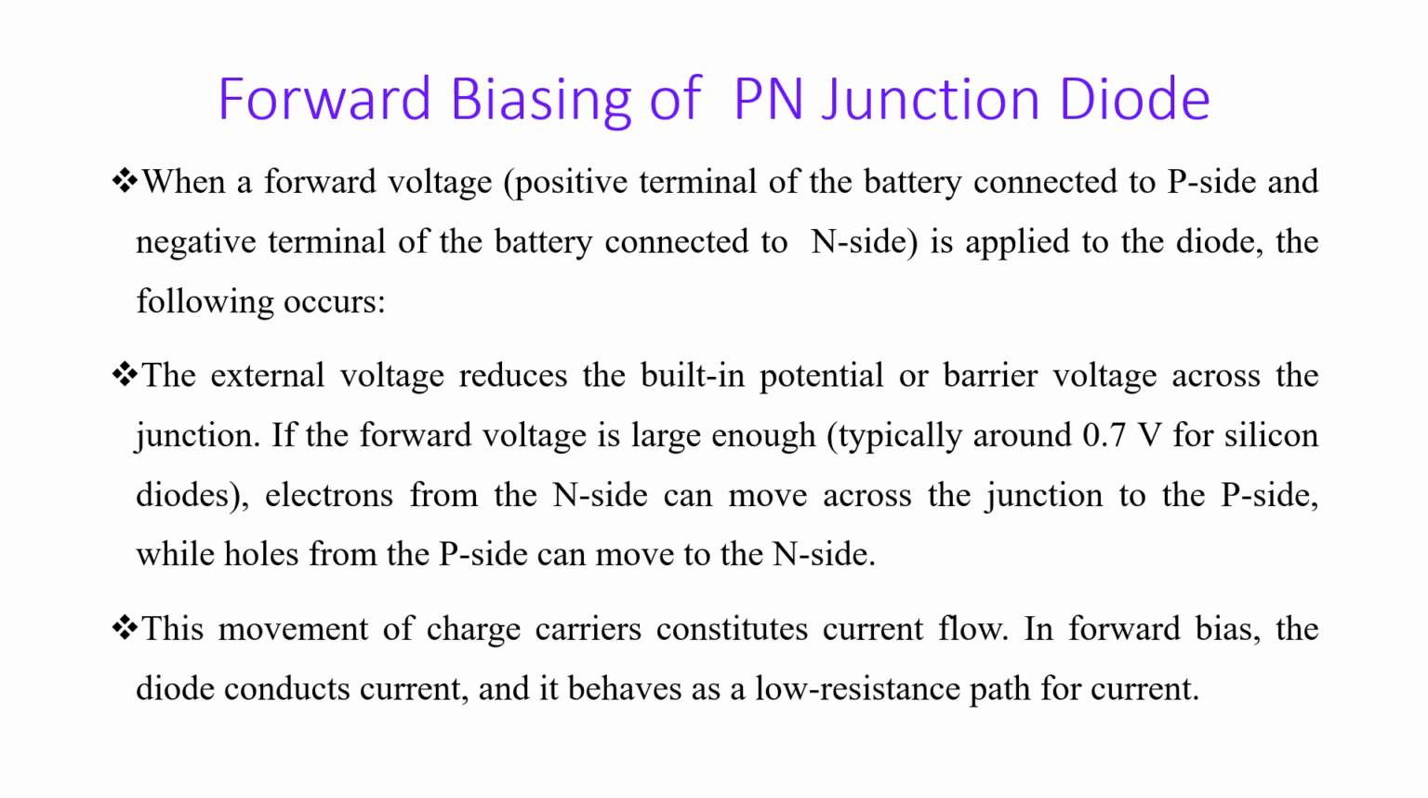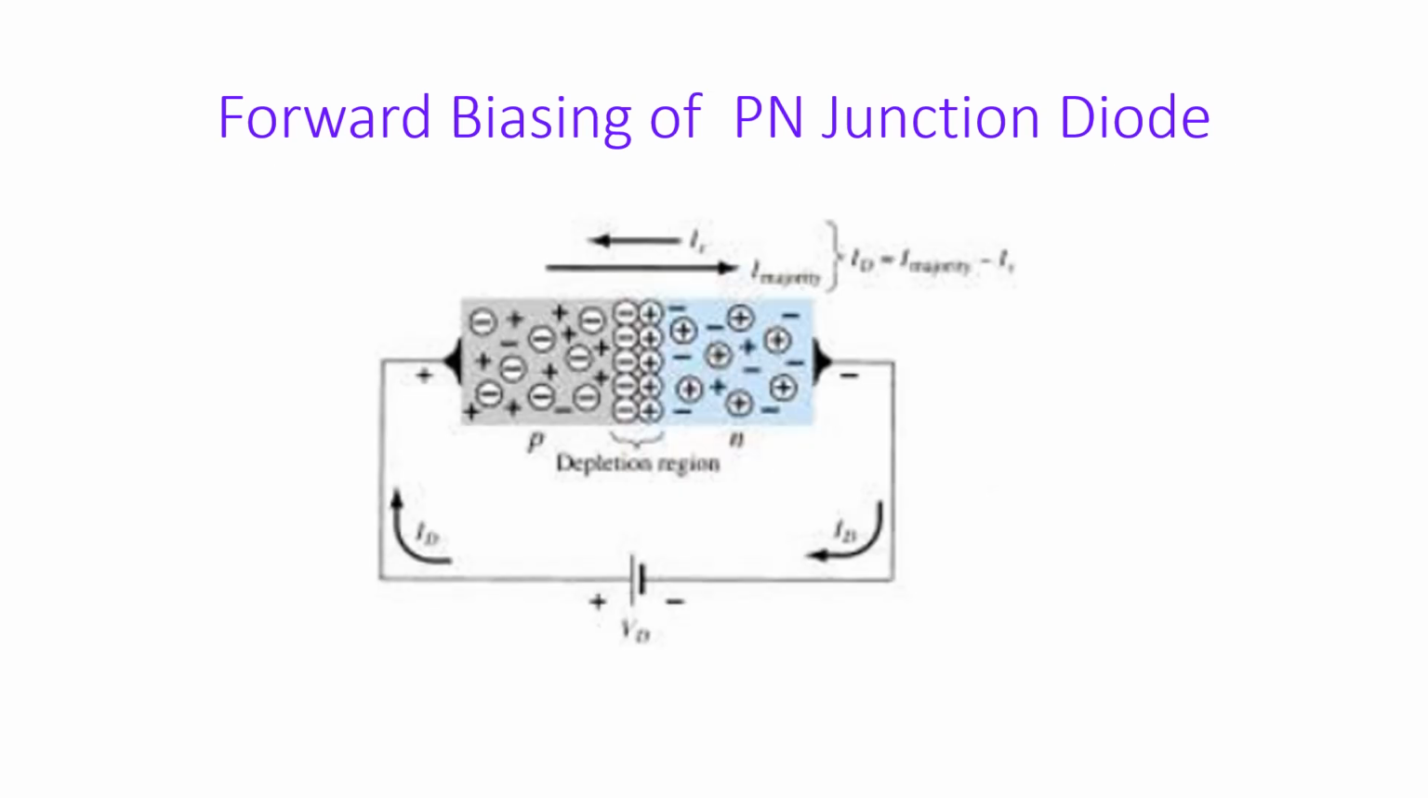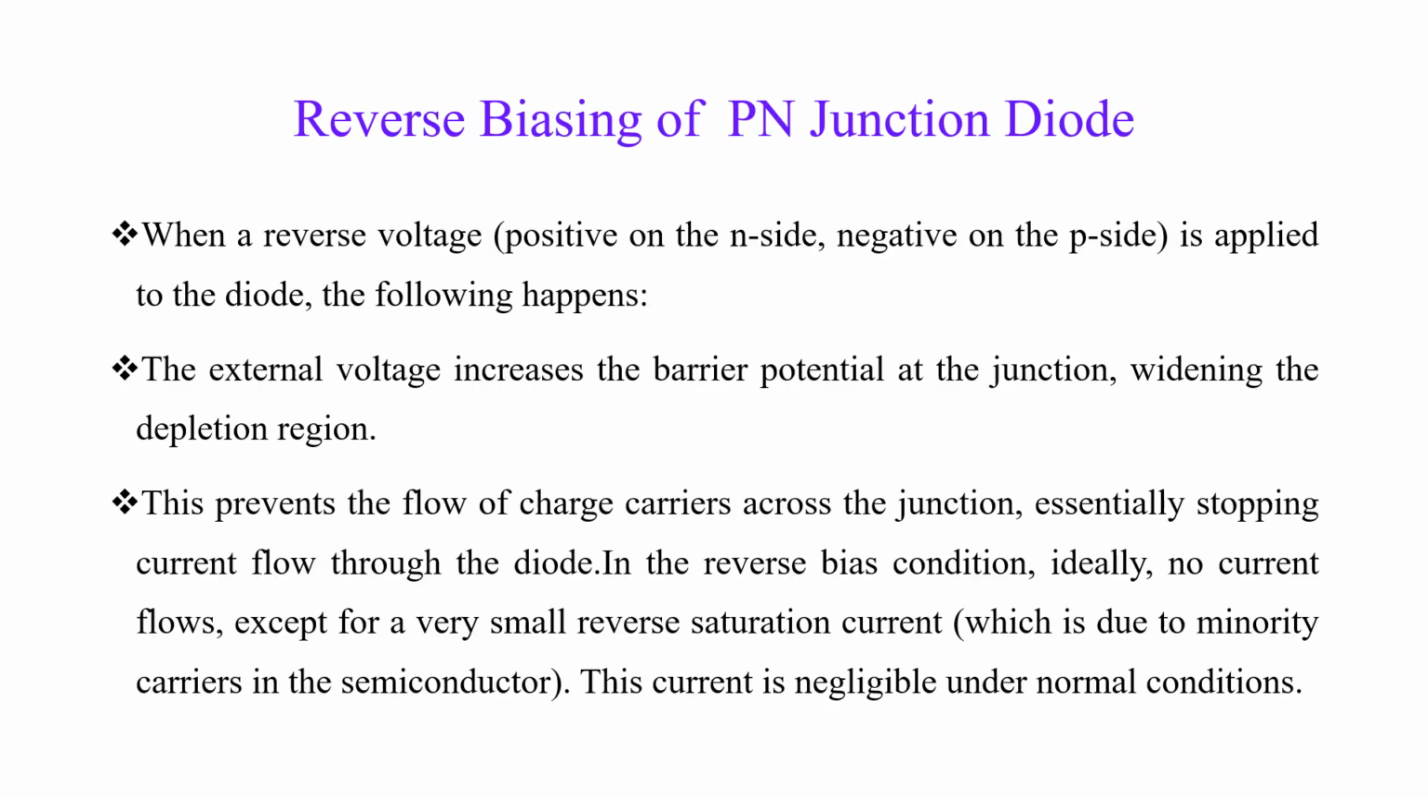In forward bias, the diode conducts current and behaves as a low resistance path for current. The figure shows forward biasing of a PN junction diode.